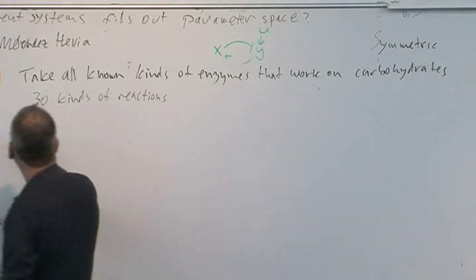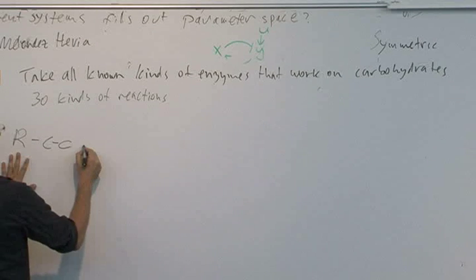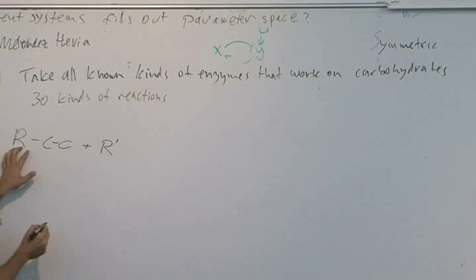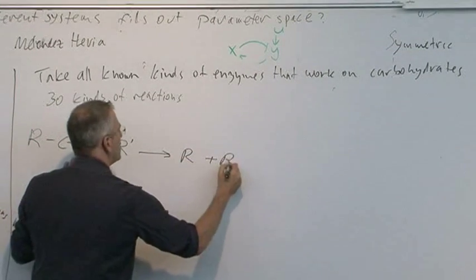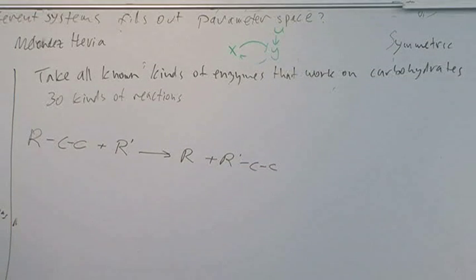For example, taking something with 2 carbons connected to something and passing those 2 carbons to something else. And that's just like the step that you did with the 2 stones. That's one of the 30 kinds of reactions.